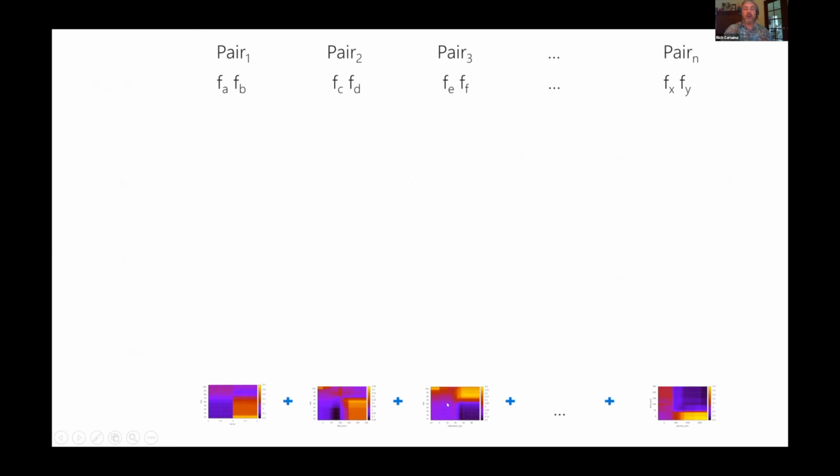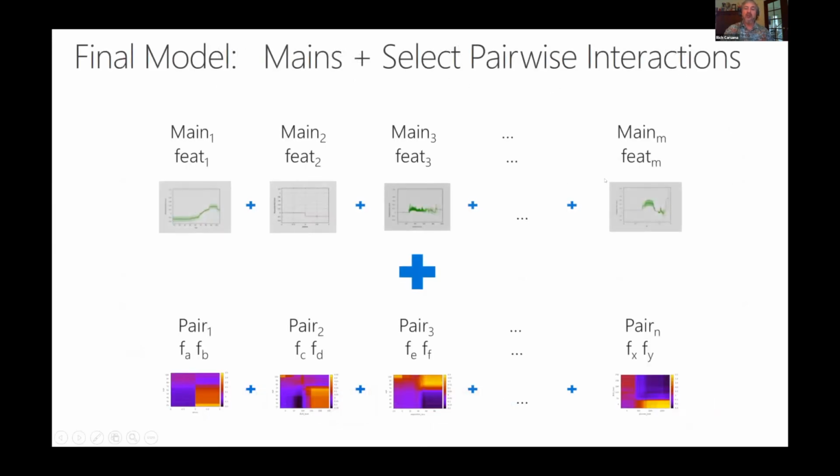In the end, what we have is a model which consists of the n main effects, so those are the 2D plots, plus the k pairs that you told the model to use. And these are the pairwise interaction effects. And this is still a pretty compact model. It's a bunch of 2D vectors and 3D vectors. And all the model needs to do is do lookup in these vectors when it needs to make predictions.